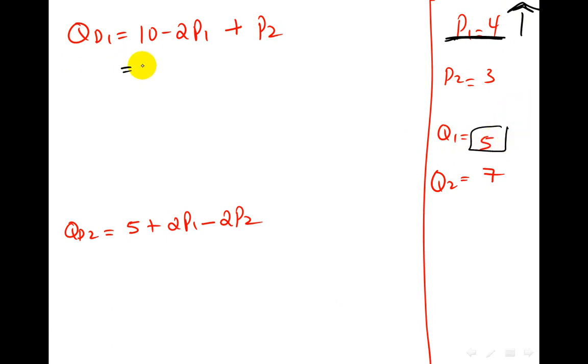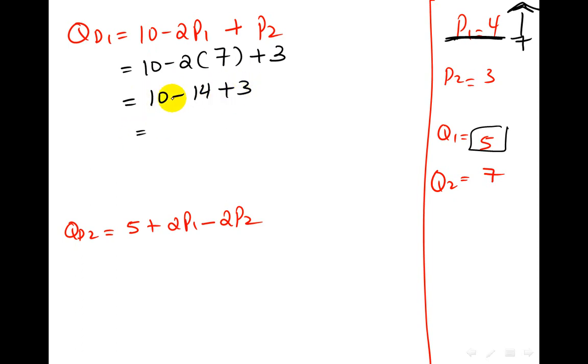Okay, so 10 minus 2 P1, I will increase the 4, let me say I will make it 7, plus P2. P2 must be constant because I'm not going to change both of the prices. P2 will stay as it is, which is 3. So this will be 10 minus 14 plus 3. 10 minus 14, which is negative 4, plus 3, it will give you negative 1. I know that there is no negative quantity, but here the idea is that it decreased. When I increased the price, the demand decreased.